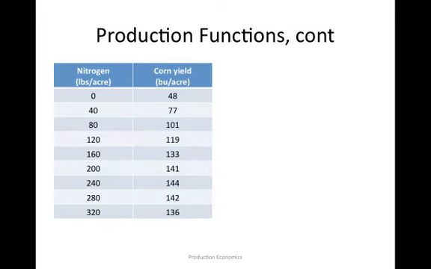This is an example of a table that shows the production function relationship between the units of nitrogen that have been applied to an acre of land and the corn yield that came about from that application of the variable input nitrogen. And what we see is that when we have no nitrogen applied, we get 48 units of corn. When we go to 40 pounds of nitrogen per acre, output goes up, and so on and so forth. Now the table is useful. It provides information. It provides data. We can do things with that, but it's not a very visually or intuitively appealing way of capturing this relationship.